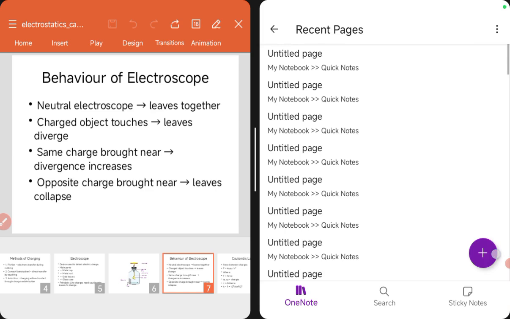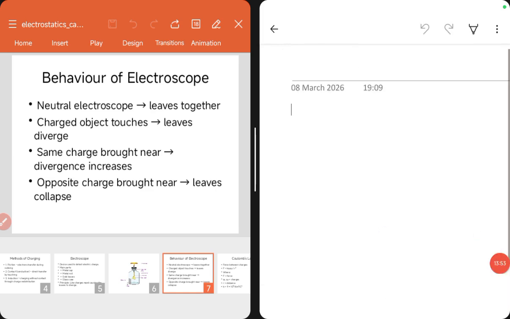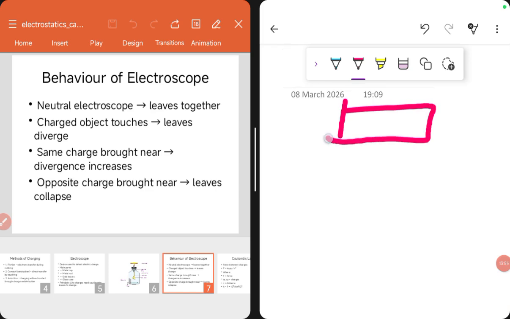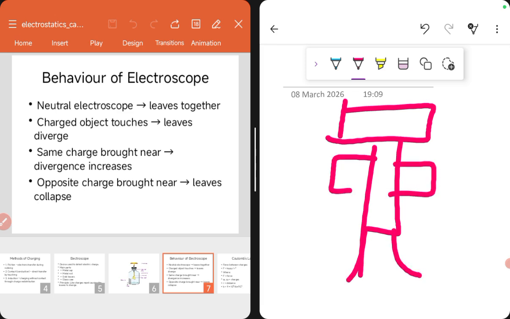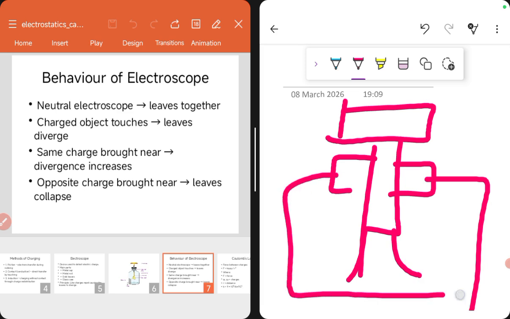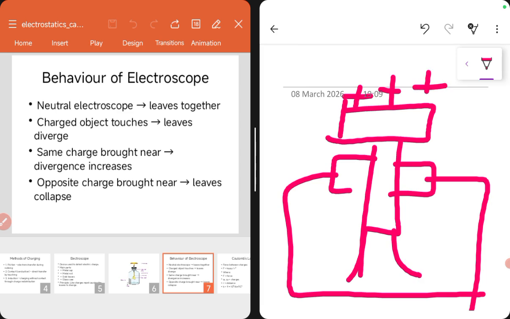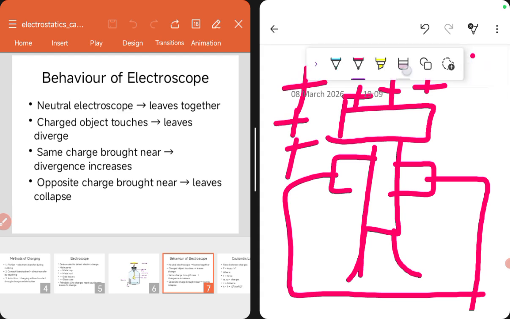Let's draw a gold leaf electroscope. So let's say this is our electroscope, and these are the leaves. Let's put it inside our metal jar. So if it is positively charged, if the charge on the cap is positive, and I bring a positively charged object near it, there will be a convergence. That's to show repulsion.